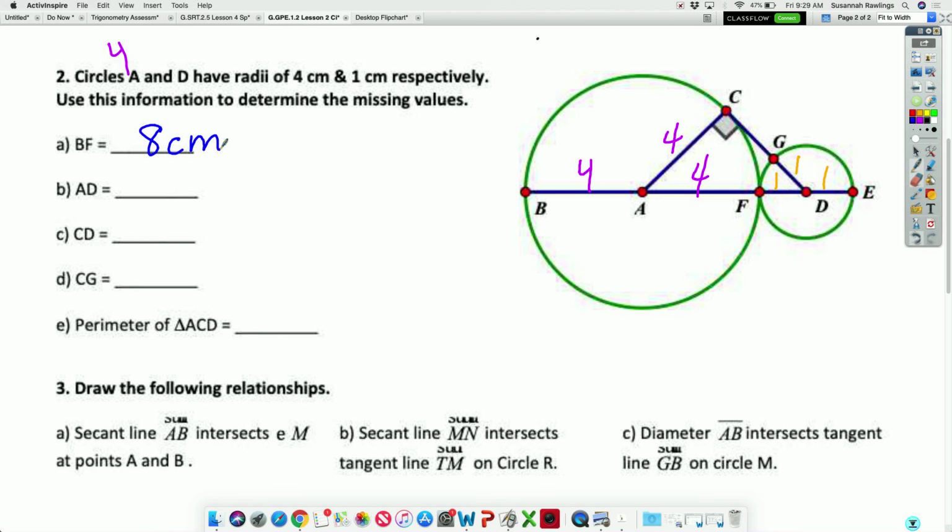Okay, A to D. What would I have to add from A to D? 4 plus 1, which would give me 5 centimeters. Okay, C to D. I have this little piece 1, but do I have any information about the outside here? We don't know that yet, but we do notice that it gave us a right triangle here. Very good. I heard someone say Pythagorean. I know that I can use a squared plus b squared equals c squared here.